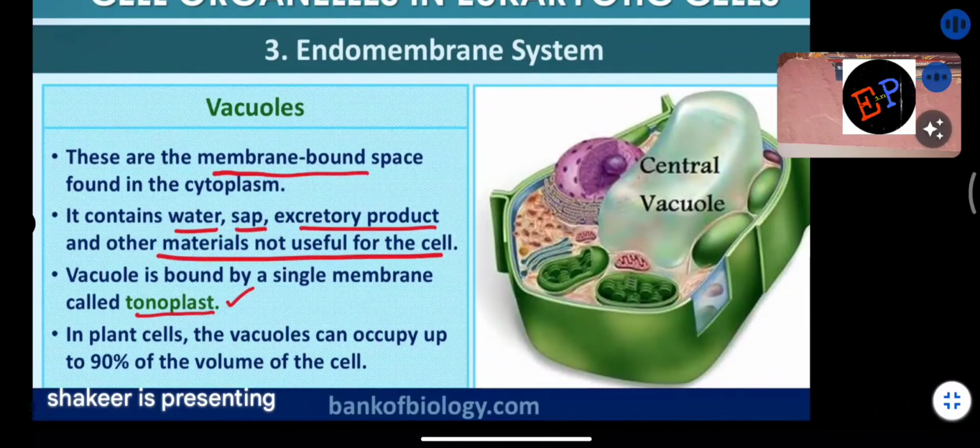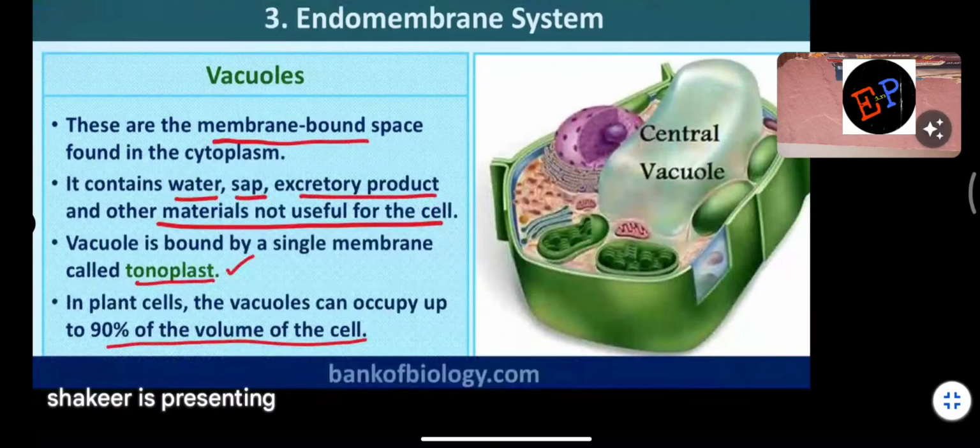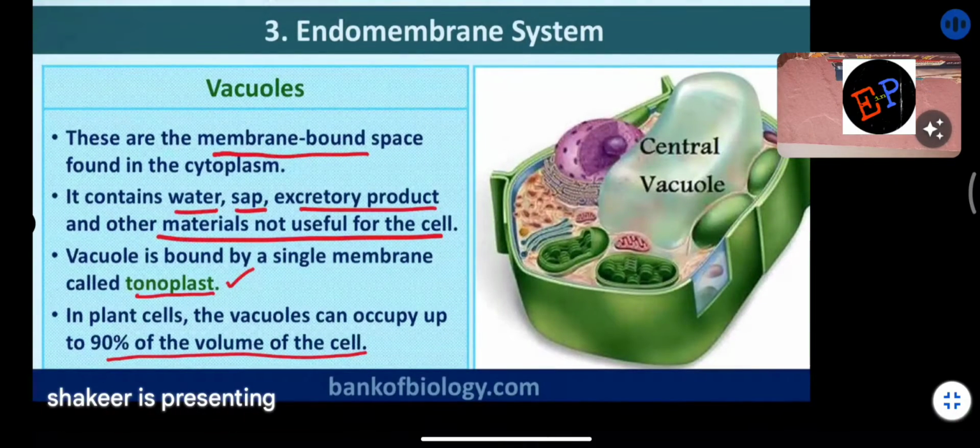In plant cells, the vacuole can occupy up to 90% of the volume of the cell. There are many organelles present inside the cell, but in the case of plant cell, only the vacuole can occupy up to how much part? 90% of the part. This small membrane-bound space has water, sap, and the excretory product produced in the cell present in it. Are you able to understand now? All of them are present inside this vacuole. Clear?